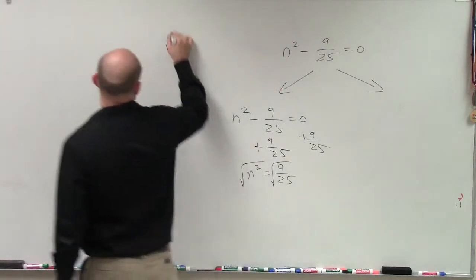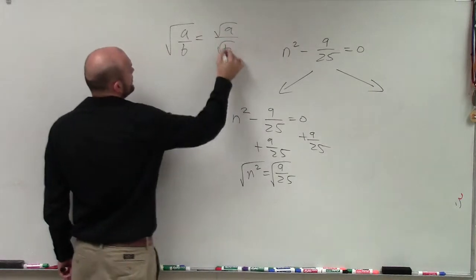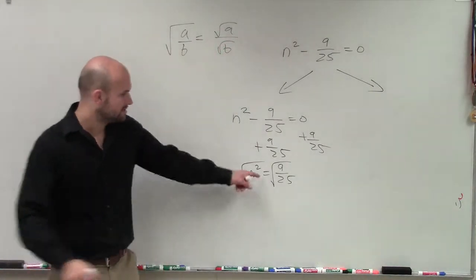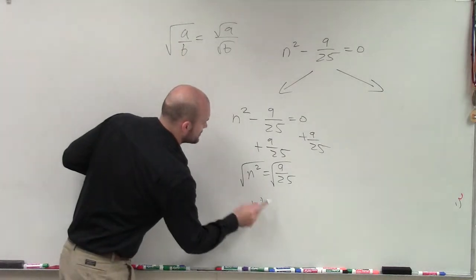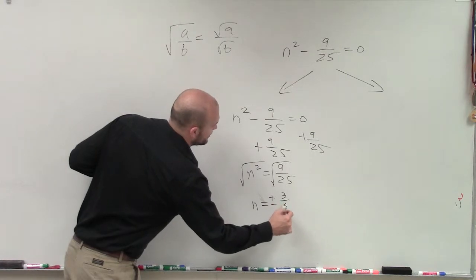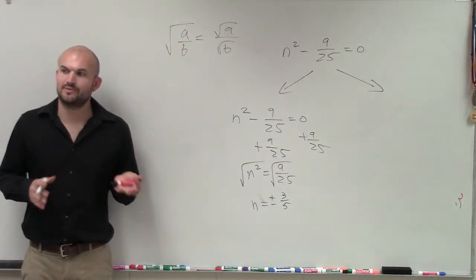And please remember that if I take the square root of a over b, that's equal to the square root of a over the square root of b. Right? It's a property of radicals. So therefore, n equals plus or minus 3/5. Right? Because you have to always include the positive and the negative.